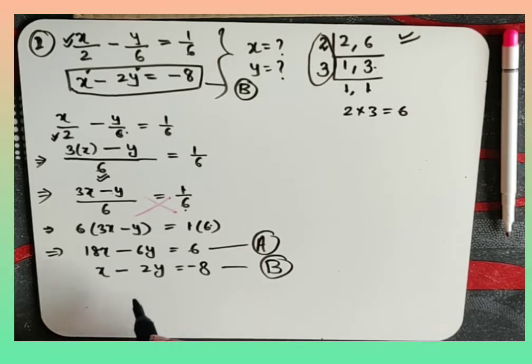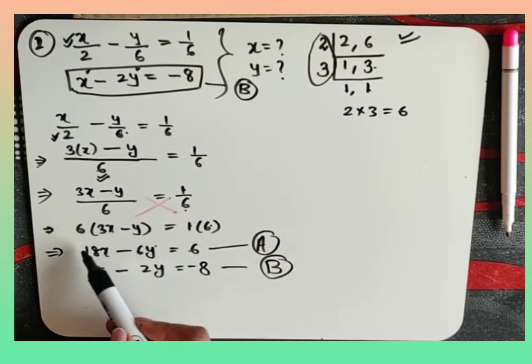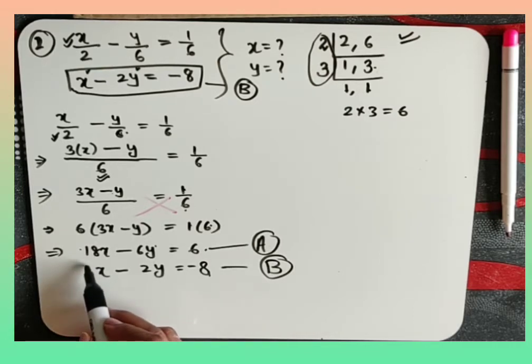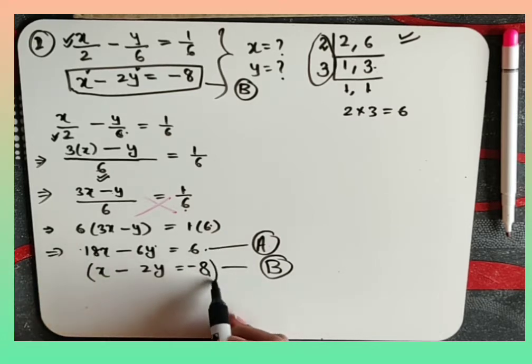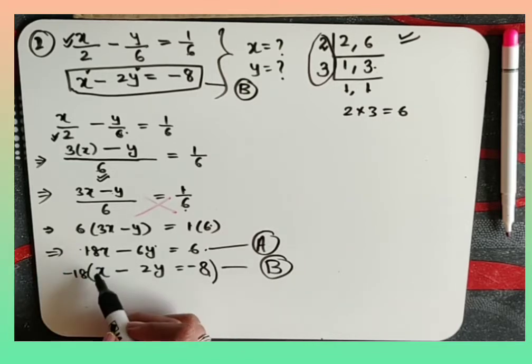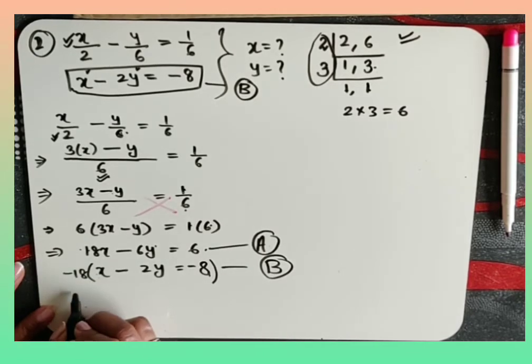So choose carefully which variable you want to eliminate. If we want to eliminate y, we need to multiply this equation and this equation as well. Both equations we have to multiply. But if we want to eliminate x, we only need to multiply the second equation. So multiply the second equation by minus 18. As we can see here, plus 18, so we need to make it minus 18 to cancel it out. So multiply this and write it down.